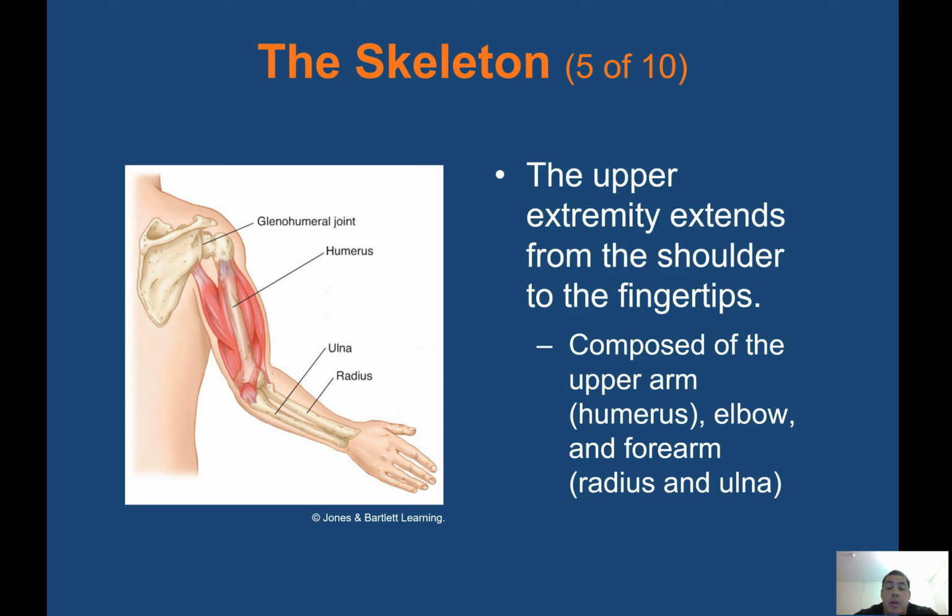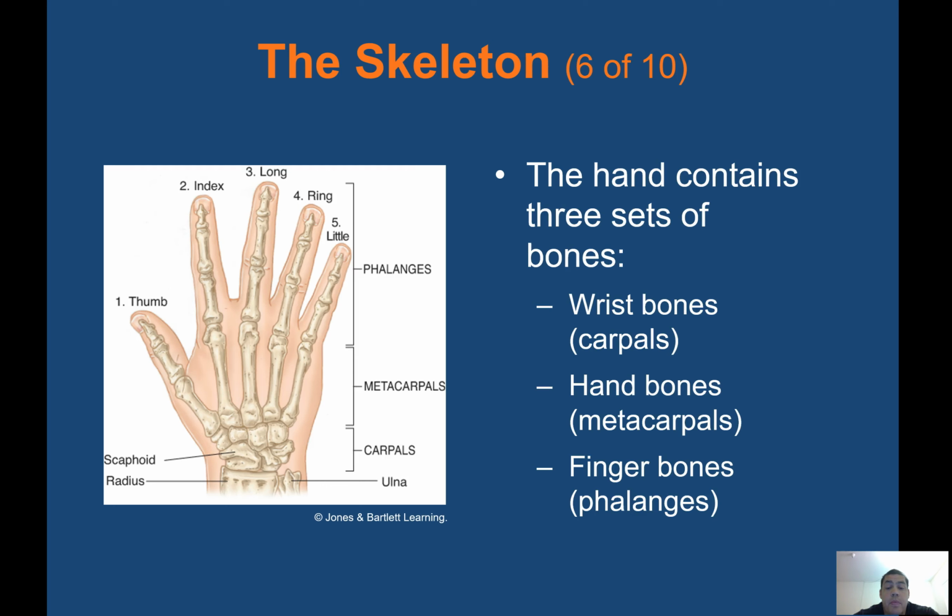The upper extremity extends from the shoulder to the fingertips, composed of the upper arm, the humerus, the elbow, and the forearm, radius and ulna. The hand contains 3 sets of bones: wrist bones, carpals; hand bones, metacarpals; finger bones, phalanges. So this is how it's sectioned off. The very end are your phalanges, the middle part, right in the center of your hand, are your metacarpals, and then down below are your carpals near your radius and ulna.